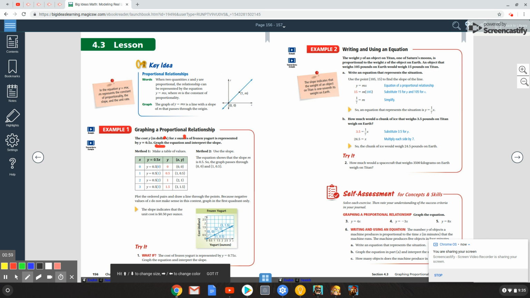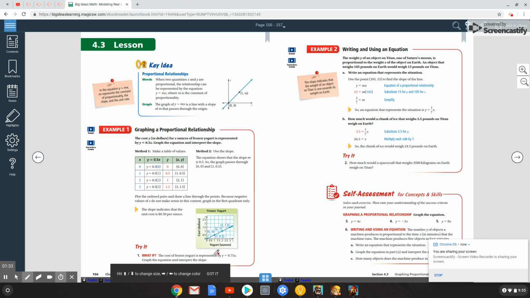So we get that same line, and then we want to interpret the slope. Basically what that's asking is, how much does it cost for 1 ounce? How much per ounce? Well, we can look at this and it's 50 cents per ounce. Like this diagram says, it's 50 cents per ounce. So we know that. Now let's try this what if.